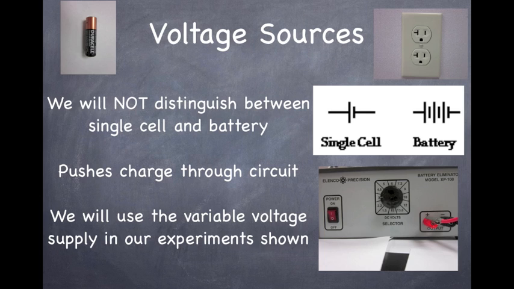So the first one is the voltage source. In this class, we're not going to distinguish between a single cell and a battery. They're going to represent the same thing. What a voltage source is, it provides the push that pushes the charge through the circuit. In this class, we're going to use batteries, we're going to use an outlet, but primarily we're going to use this right here. This right here is a variable voltage supply, and it allows you to change the voltage to whatever you want it to be.